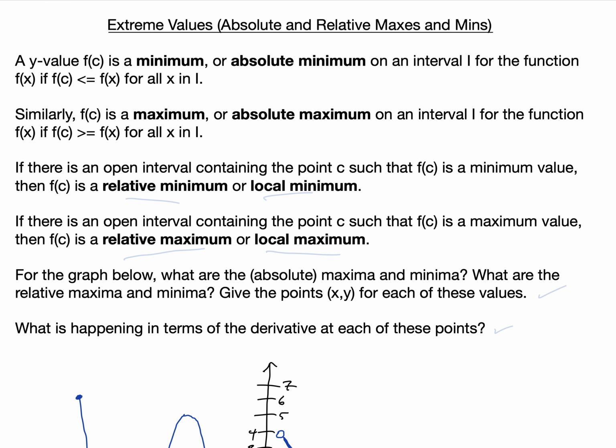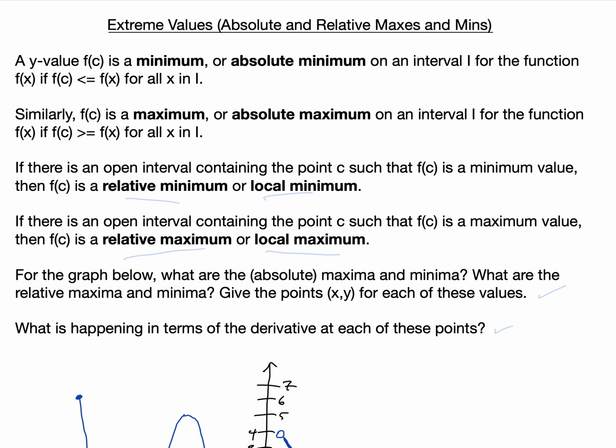This video is on extreme values of functions, or absolute and relative maxes and mins. So here first are a bunch of definitions. First, a y value f of c is a minimum or absolute minimum on an interval I for the function f of x if f of c is less than or equal to f of x for all x in I. Similarly, f of c is a maximum or absolute maximum on an interval I for the function f of x if f of c is greater than or equal to f of x for all x in I.